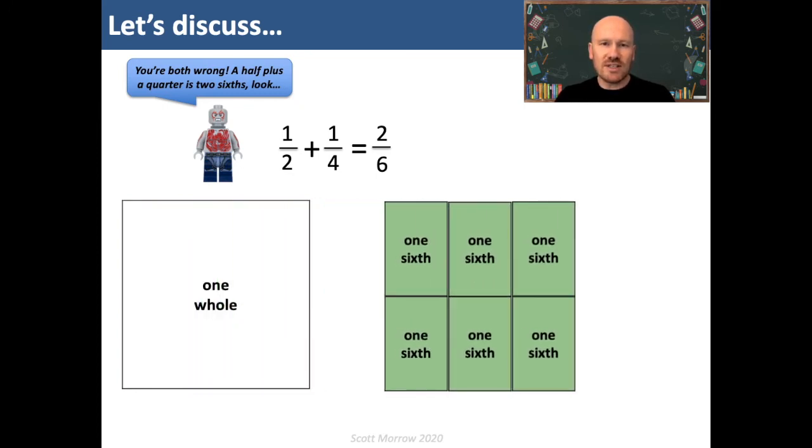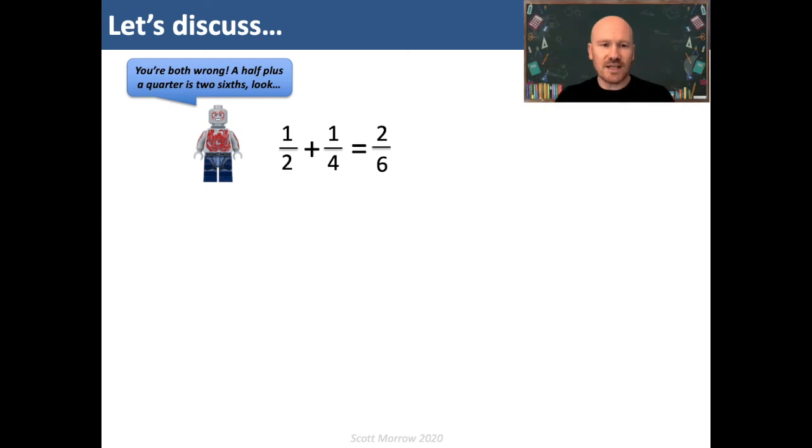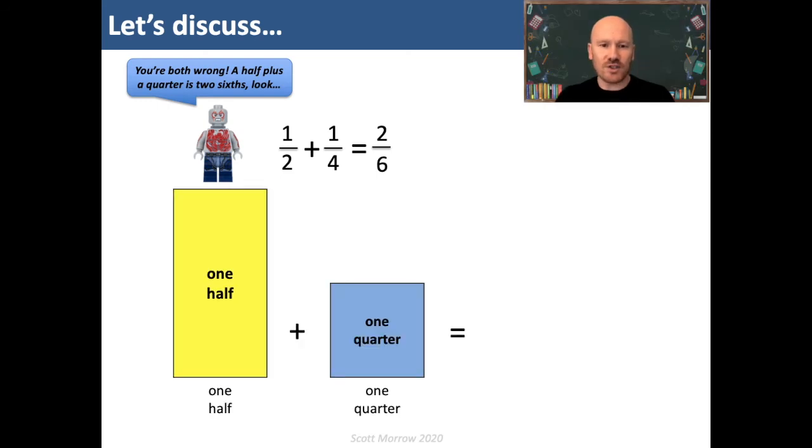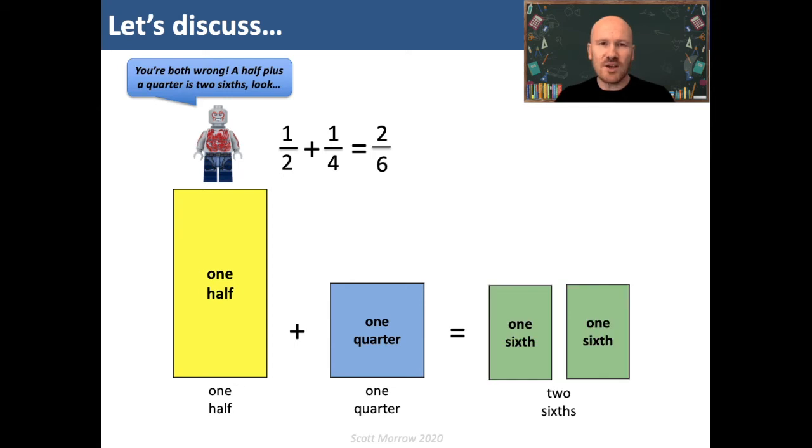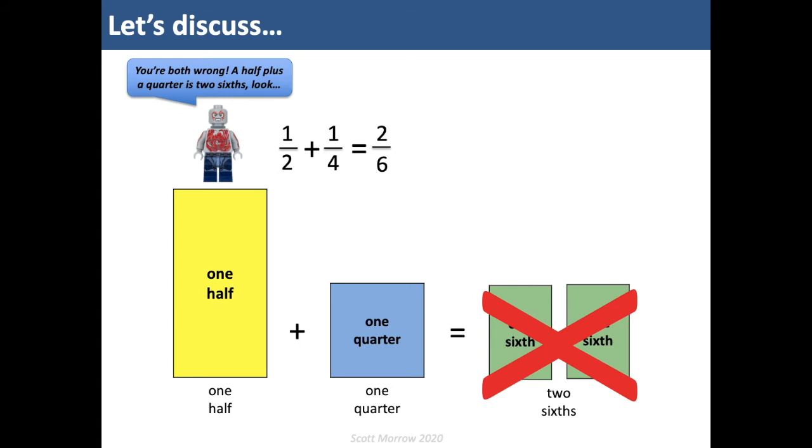Now if we use these to help us, we'll be able to see whether we agree or disagree with Drax. So let's take 1/2 and 1/4. Is that the same as 2/6? Well, we can see quite clearly that the 2/6 are nowhere near as big as the half and the quarter together. So unfortunately, Drax is also wrong.